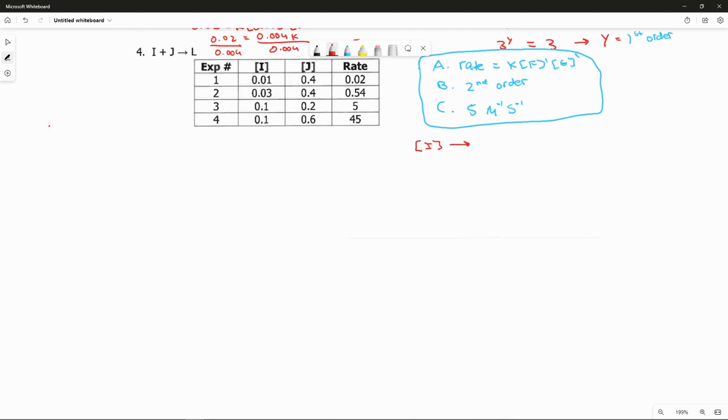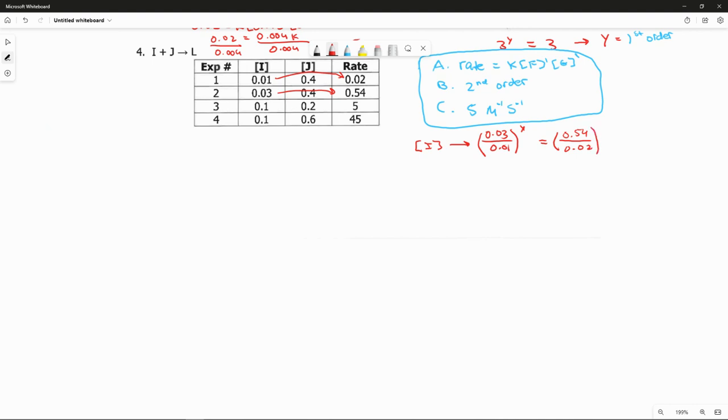We want to look at the two data sets where I changes but J remains constant, which is only seen in experiments 1 and 2. So we take the higher value of concentration of I that changes, 0.03 over 0.01, to the x equals the corresponding rate values. So 0.54, which corresponds with 0.03, on top, over the 0.02, which corresponds with 0.01.